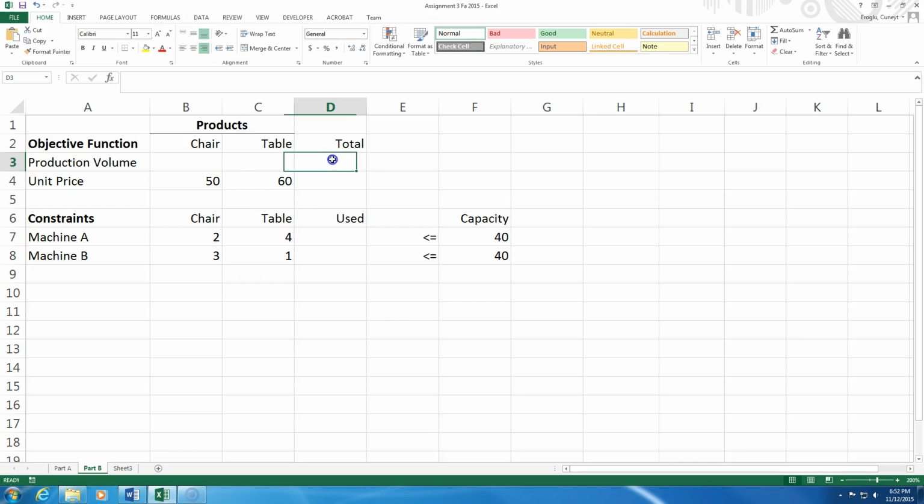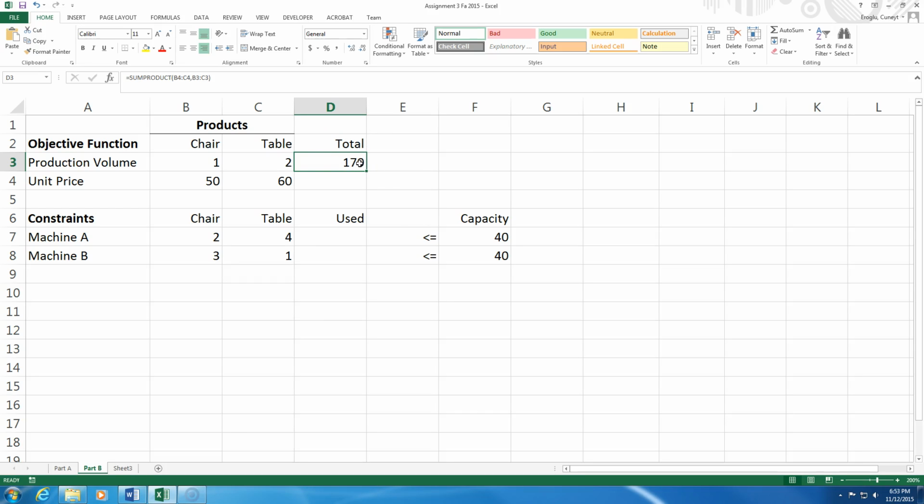So to calculate our total profit, we're going to use the sum product function, okay, equals sum product, open parenthesis. We're going to multiply the unit prices. We select unit prices and then comma. We're going to select the two cells here and close parenthesis. Okay. So let's say if we make one chair and one table, our total revenue will be 110. So if we make two tables, okay, so 2 times 60 plus 1 times 50, 170. So these are our decision variables, and we want to maximize the total revenue. Okay.